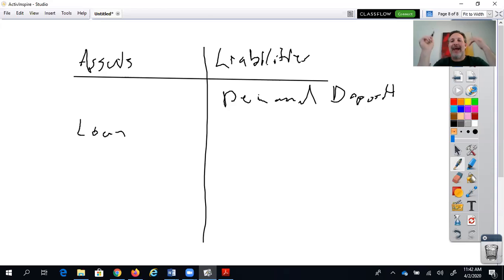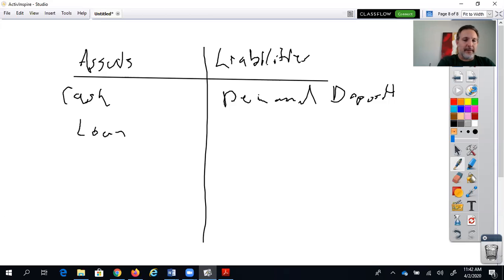Why? Because they have to give it back upon demand. So that's the number one liability for banks: demand deposits. And cash would be an asset because they have the cash, even though they might owe it back to us. So we've got cash, we've got loans, we've got demand deposits.